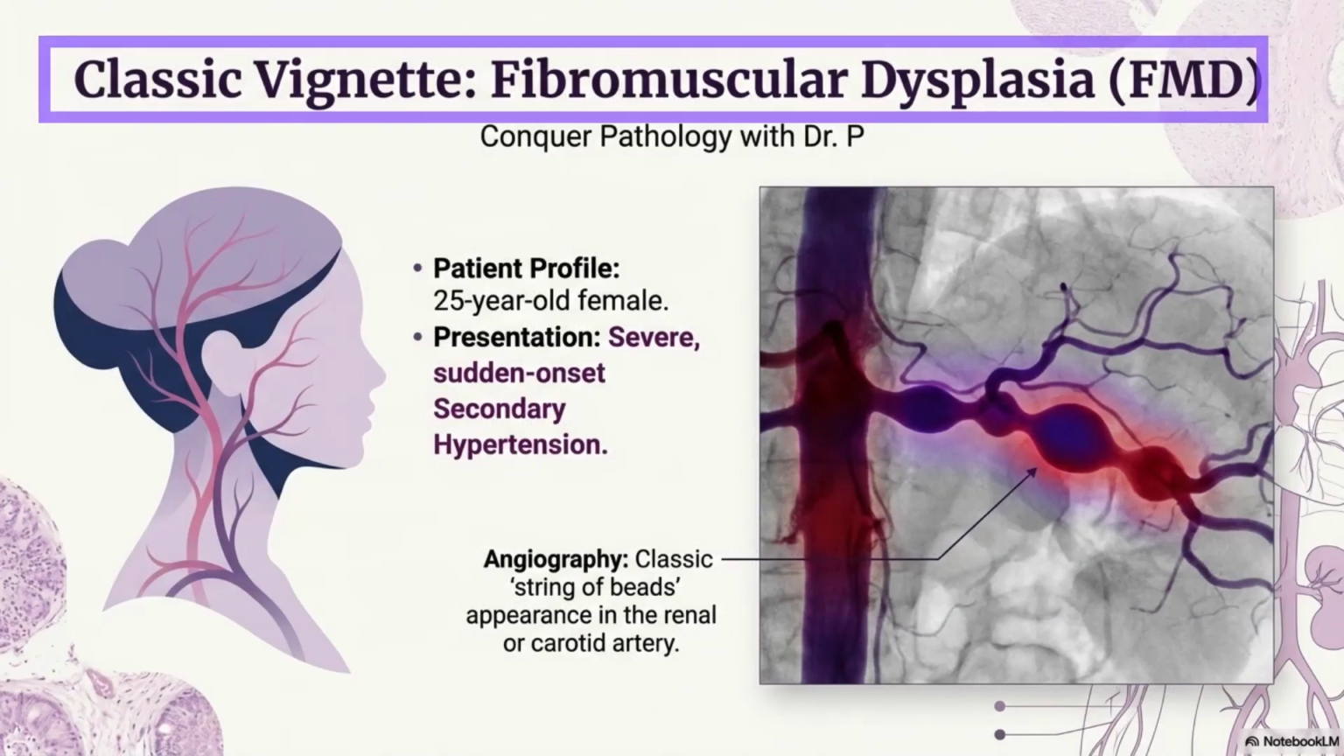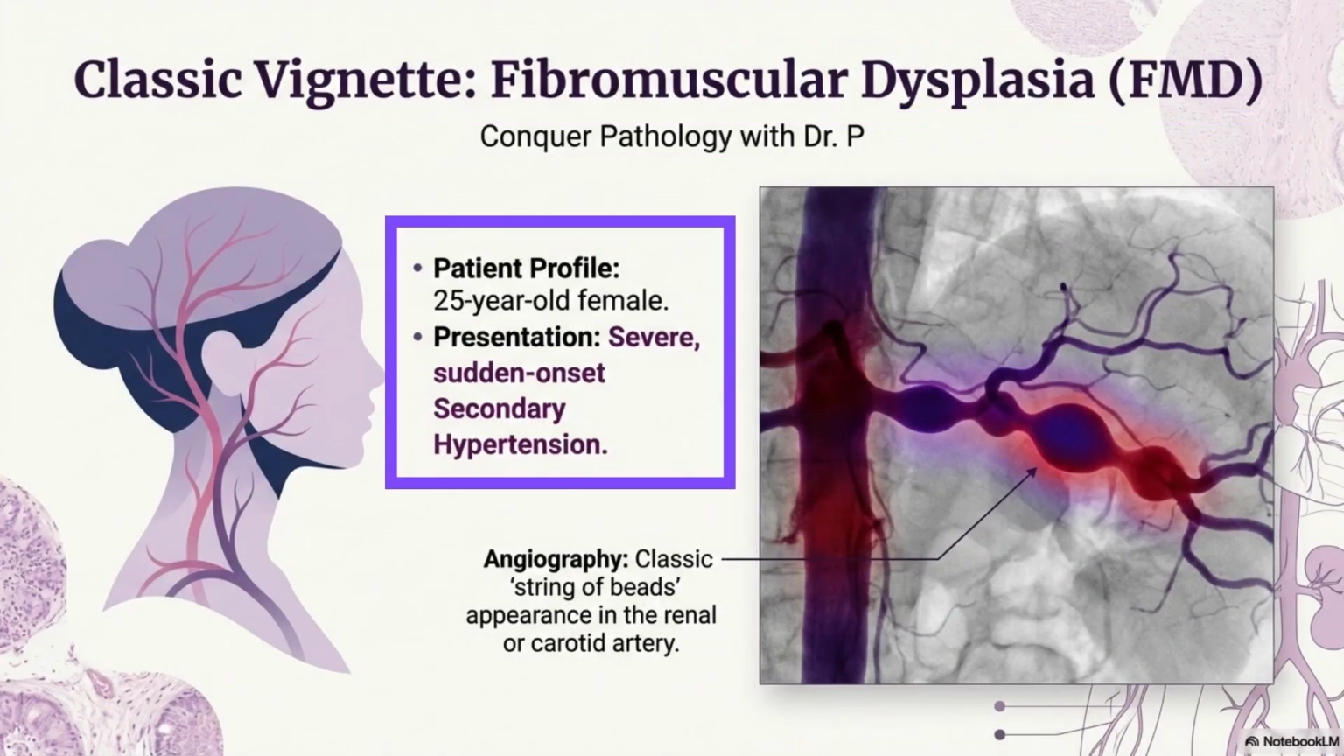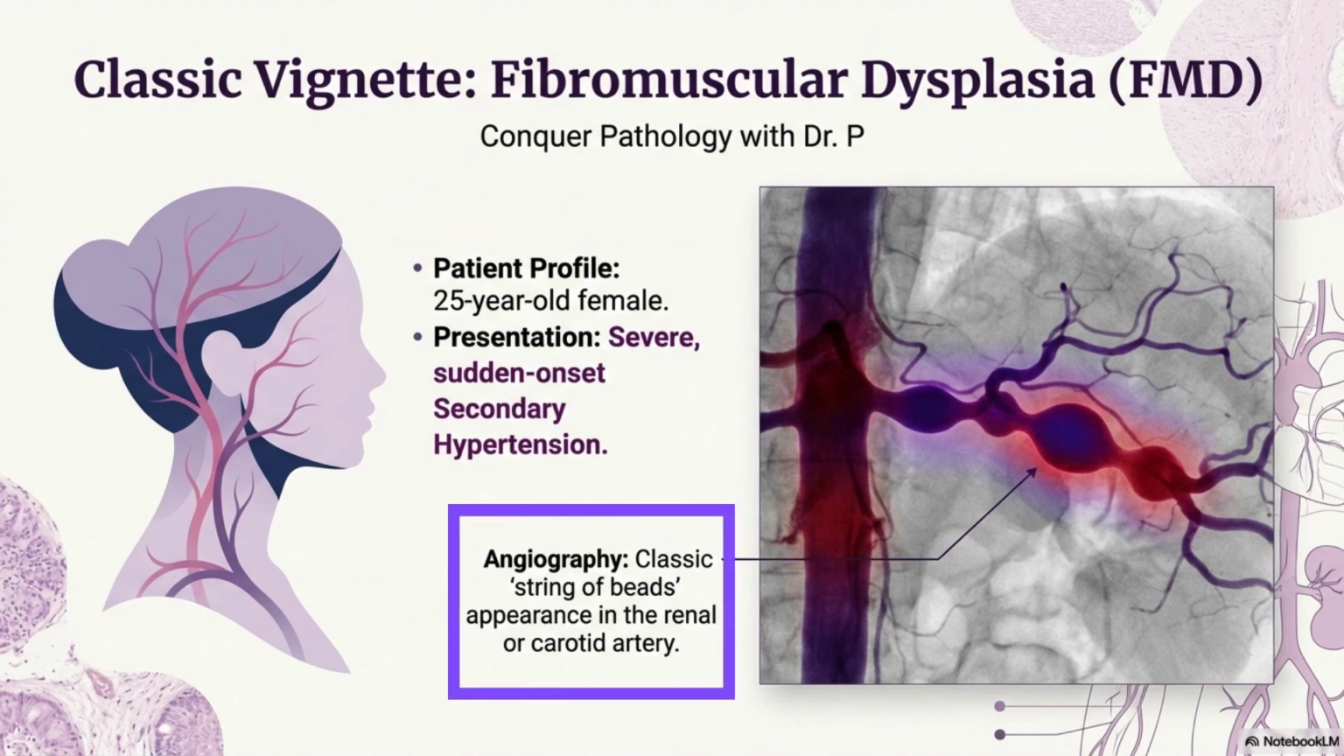Next up is a classic vignette. Fibromuscular dysplasia. Whenever you see this exact patient profile, a 25-year-old female whose presentation is severe sudden onset secondary hypertension, you must think of FMD. If they do an angiography, you'll see a classic string of beads appearance in the renal or carotid artery.